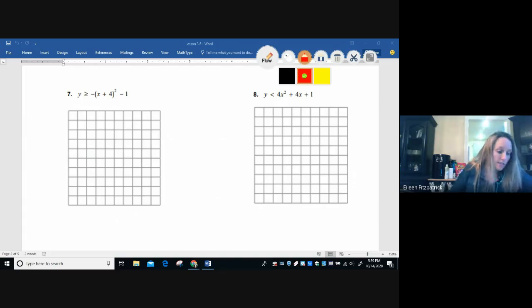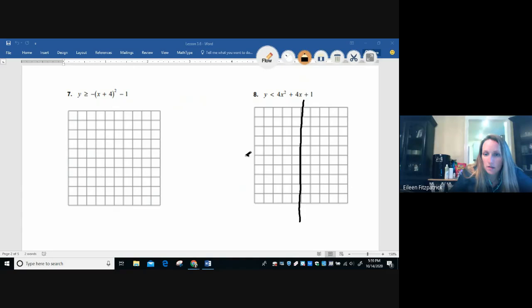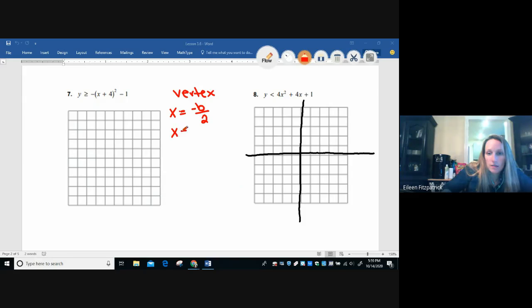Okay, so this next equation is in standard form instead of vertex form. All right, so in standard form, I know how to calculate my vertex. To calculate your vertex, let's do the work over here. The vertex x is equal to negative b over 2a. So x is equal to negative 4 over 2, so x is equal to negative 2.